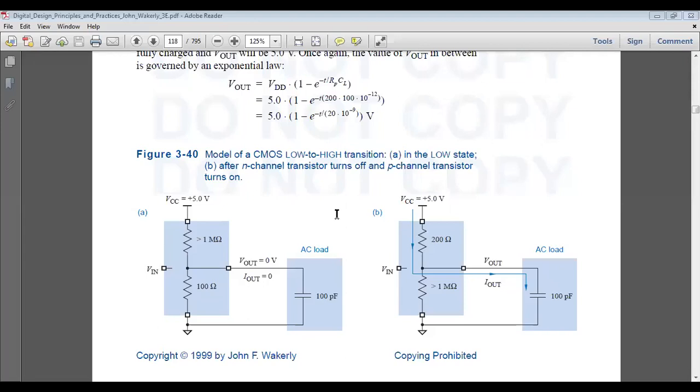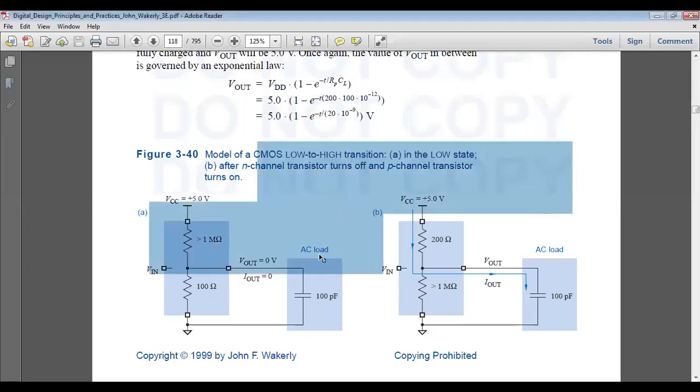Screen, sir. Oh, just a minute, screen share. So see this one here. Is it visible now? Yes, sir.